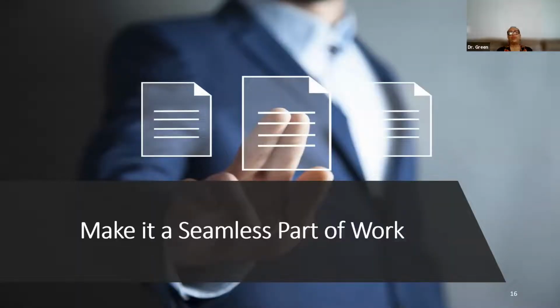So with emphasizing that, we want to make it a seamless part of work. So let's think about that prior to. How do I capture these documents and how do I use them?